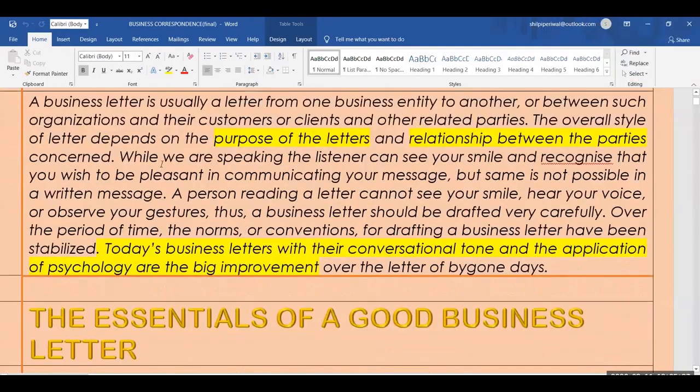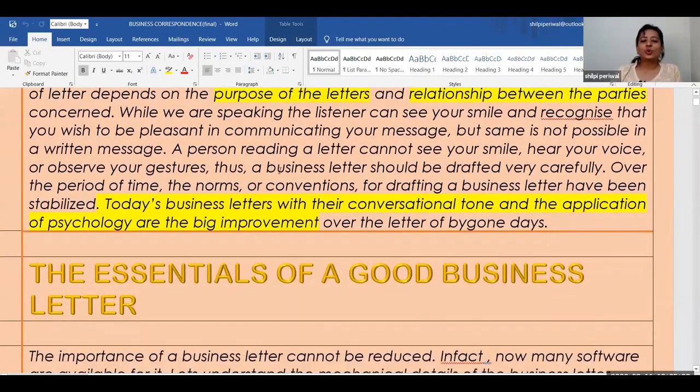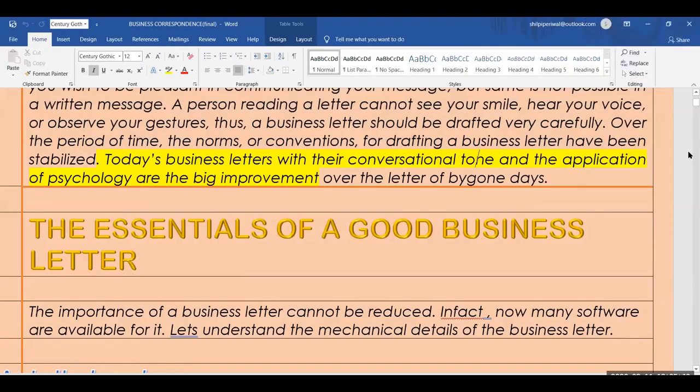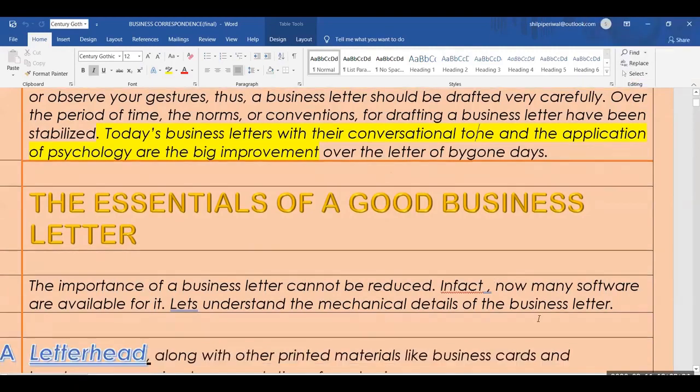Okay. Today's business letters, with their conversational tone and the application of psychology, are a big improvement over the letters of bygone days. Previously, the letters used to be very formal and dead kind of letters. Nowadays, the letters are more interactive. It is more conversational. It looks like the person is speaking to you. Before, the letters were very typical, like, hello, how are you? I hope this letter finds you in the pink of health. I would just like to bring to your notice that... It used to be very dead kind of letters. Nowadays, it's more conversational, more informal, and you feel like, yes, someone is talking to you.